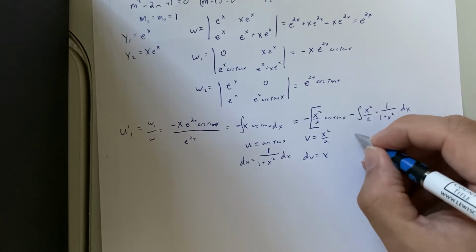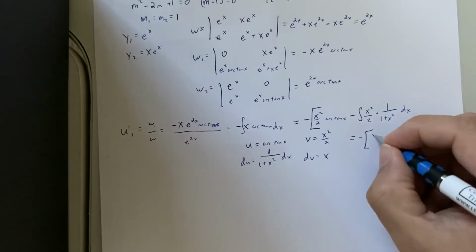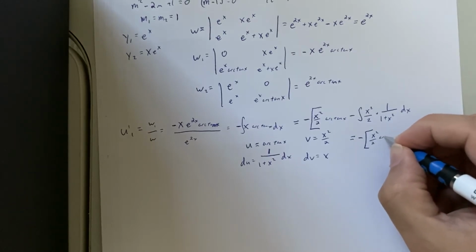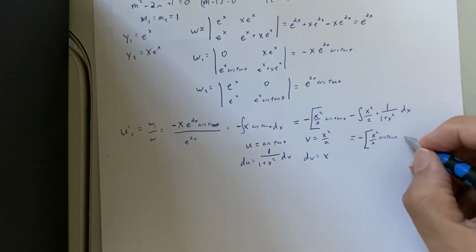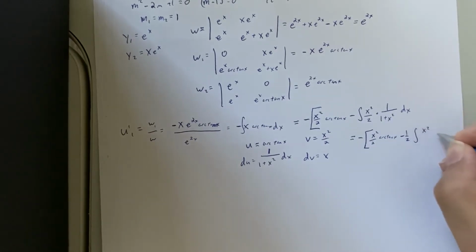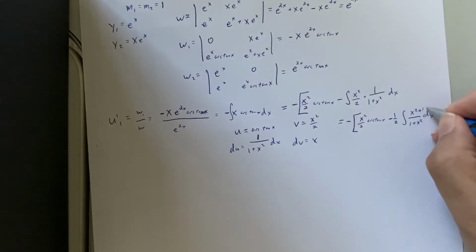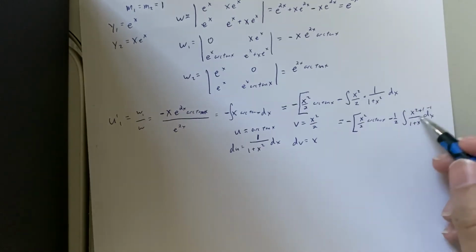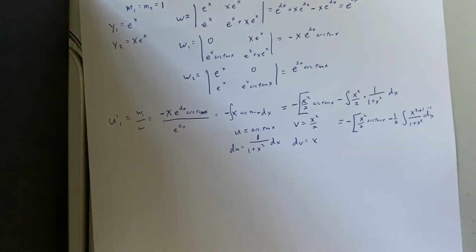And so I'm going to have this equal to negative x squared over 2 arc tangent x. And then I'm going to go ahead and pull out a 1/2, so minus 1/2 the integral of x squared over 1 plus x squared dx. And what I'm going to do is add 1, subtract 1. That way I can make this whole thing just 1, and it'll be over 1 plus x squared, minus 1 over 1 plus x squared.